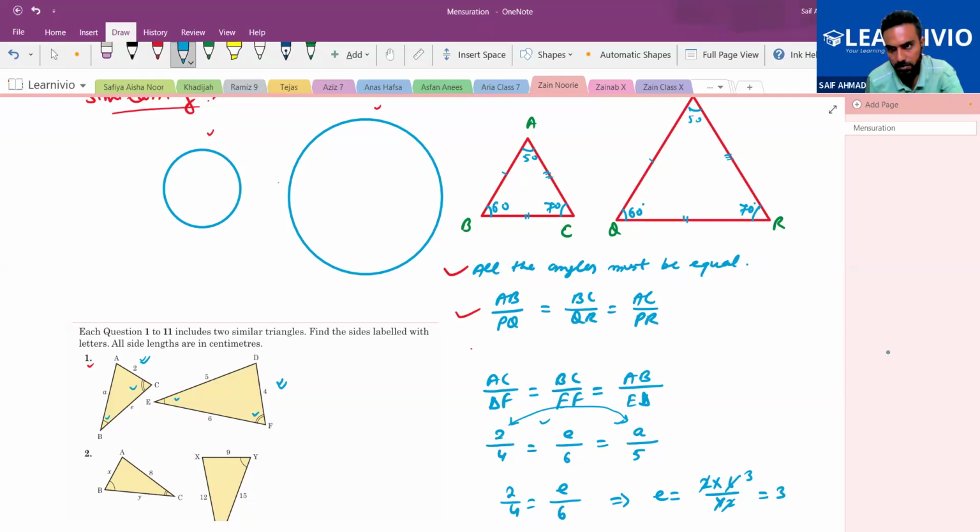Tell me again, what are you saying? You know how we solved E, right? We found E is 3. In this question we were calculating it using 2 over 4 is equal to E over 6. We're using E over 6, right? So I'm saying, for example, if the numerator was given but the denominator was not given, would we have solved it the same way?